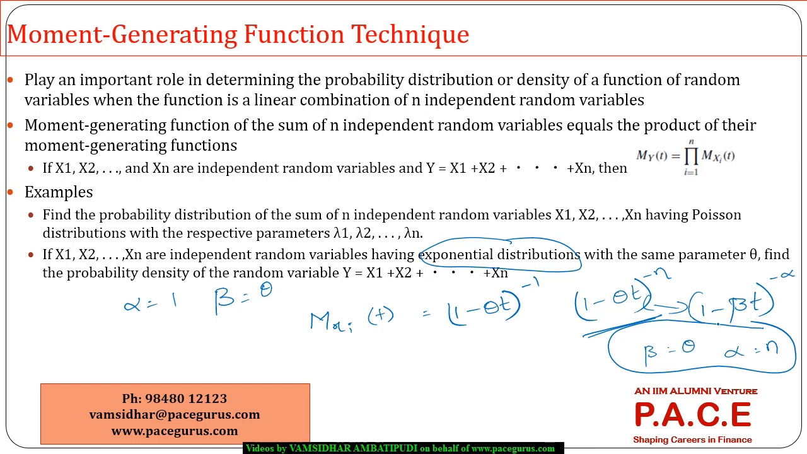So you can conclude that the distribution of the sum of n independent random variables, each having an exponential distribution with the same parameter theta, works out as a gamma distribution with parameter values alpha equal to n, beta equal to theta. Right? So you can use any of these techniques to find the probability distribution and density functions of different random variables, and different combinations of random variables as well.